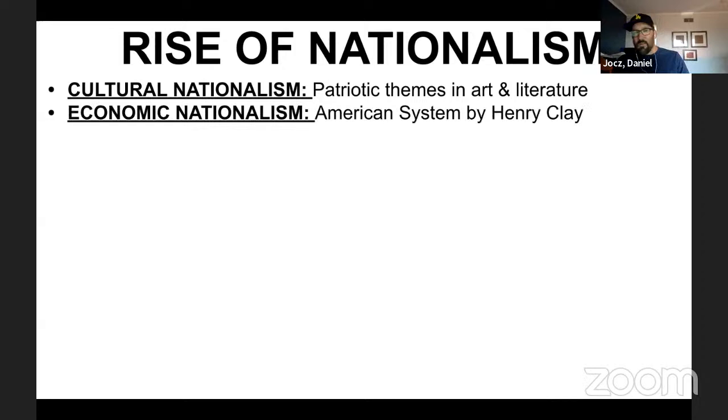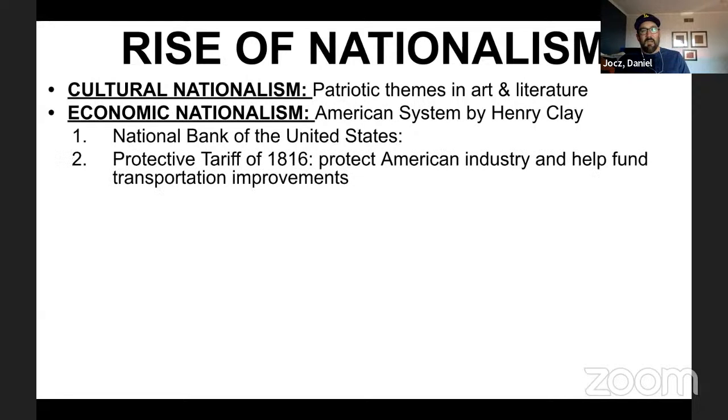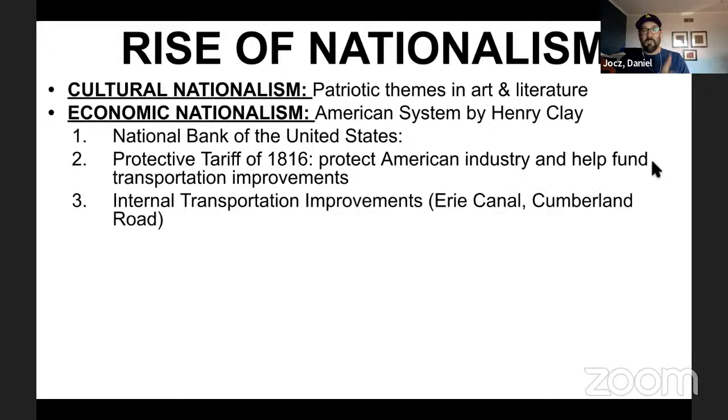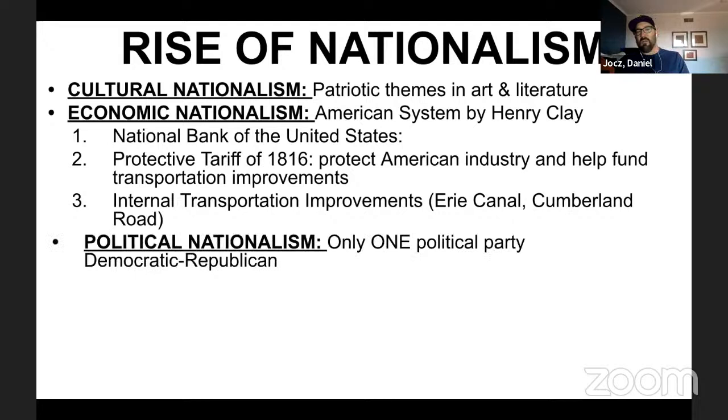We also see an economic nationalism during this time period. Remember Henry Clay and the American System, which included the bank, the protective tariff to protect American industries, and help fund transportation improvements, which was the third part of his plan. All of these are meant to bring a national togetherness to this country and to promote its economic growth.